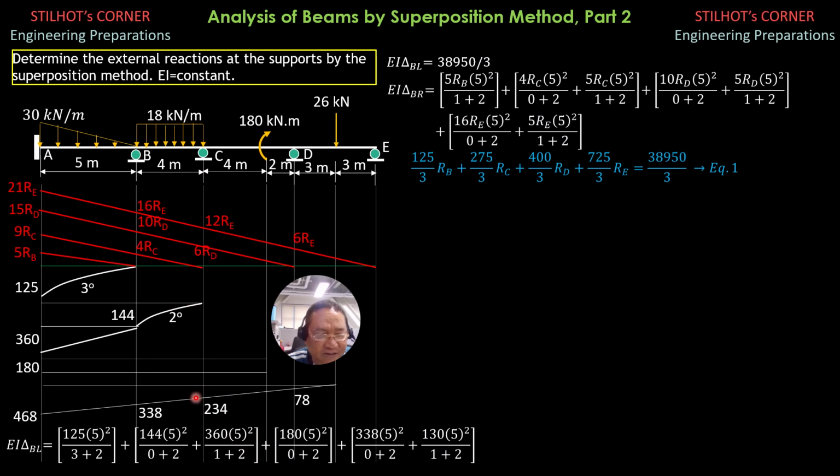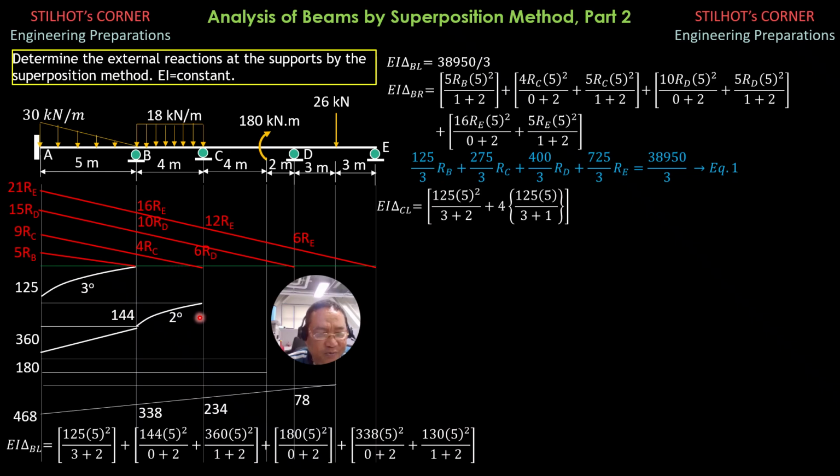We only consider moment diagram by parts from A to C. So 125, 5 square over third degree plus 2. And due to the additional deflection because of the slope at B, we have 4 theta, because that's 4 meters to C. 4 times quantity 125 times 5 over third degree plus 1. So EI delta C due to the load is 125 square over 3 plus 2 plus 4 times 125 times 5 over 3 plus 1.